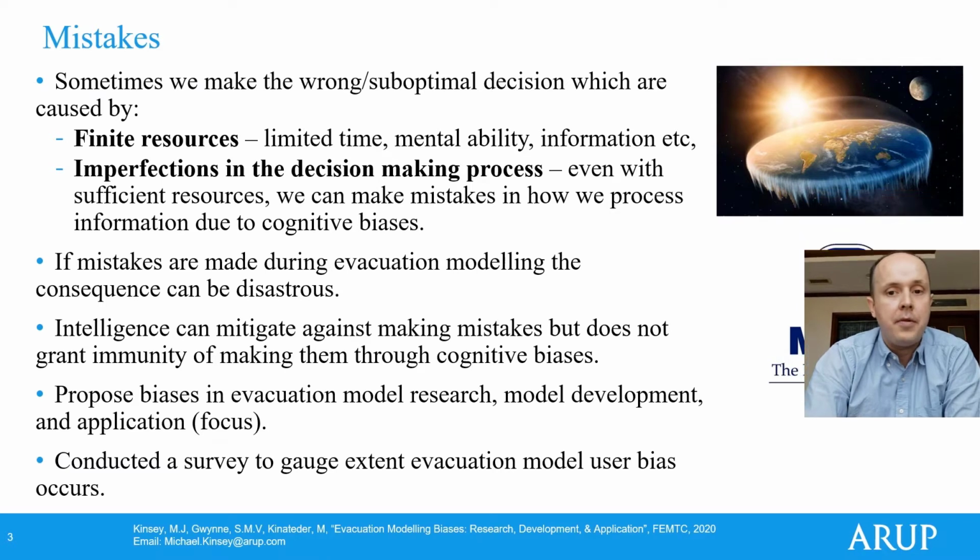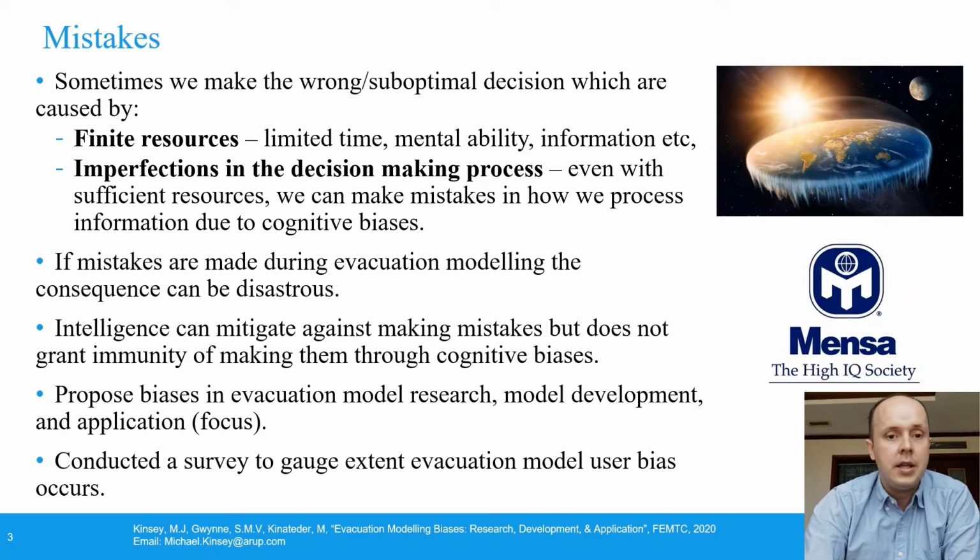So mistakes can be made for one of two reasons. One is there's finite resources, so there's limited time, mental ability and information available. Another reason we can make mistakes is due to imperfections in the decision-making process. Even with sufficient resources, we can still make mistakes due to how we actually process the information, and that can occur due to cognitive biases. Now, if mistakes occur in evacuation modelling, the consequences of course can be disastrous.